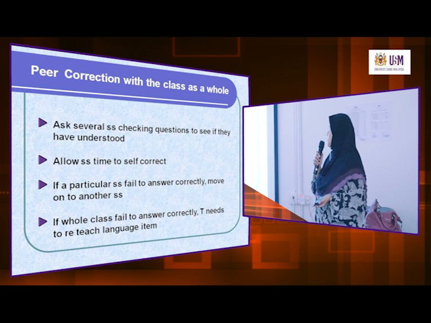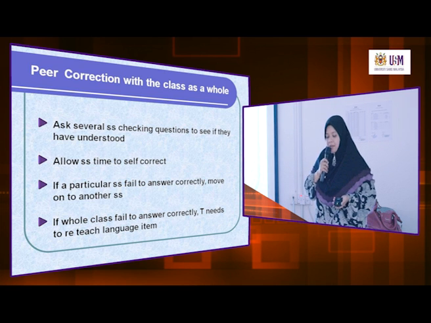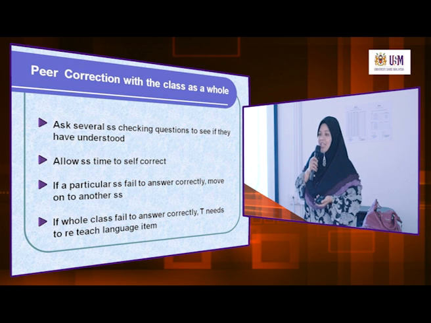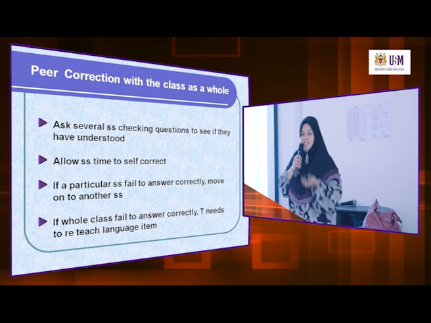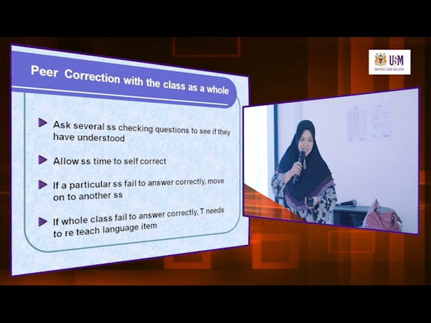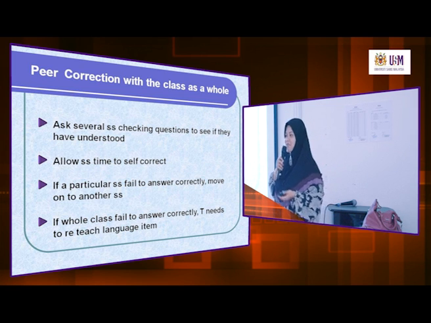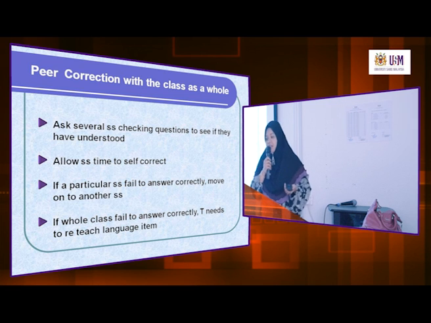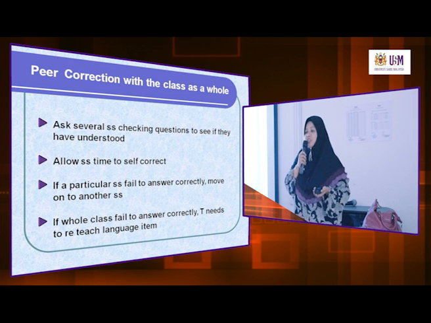Allow students time to self-correct. Sometimes what we do is we rush students into doing things. I give you 5 minutes, then exactly at 5 minutes, you stop them. They are not robots. Even though you say 5 minutes, allow a few more minutes for them to do the exercises or to self-correct. Sometimes ideas don't come in a jiffy. Ideas come after a few minutes.